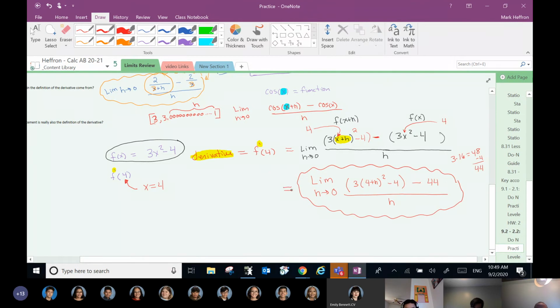That's the same as f prime of 4 if f of x equals 3x squared minus 4. And so, Peter, back to your question. x is in the numerator this time, isn't it? Well, sure enough, 4 plus h is in the numerator as well, instead of in the denominator like it was in the previous problem.